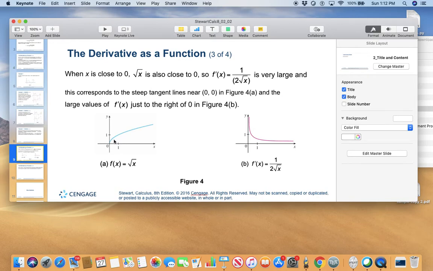When you are close to 0 here, you are approaching 0, no problem. But look at the slopes. All these slopes are positive, but the slopes are very high here, steeper and steeper. All our derivatives are positive, but as you get close to 0, you get a very high value. Okay.